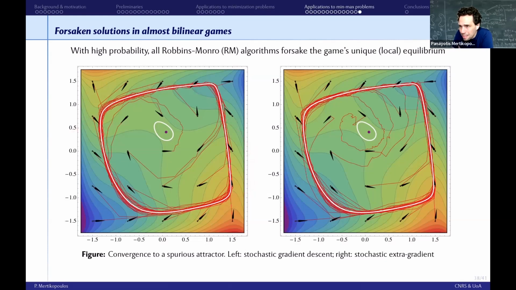So what happens is that in this case, the original solution point of the game has a basin of attraction which can be arbitrarily small and which can be escaped with arbitrarily high probability. And once this basin of attraction is escaped, then everything is again trapped by this spurious limit cycle, even though you're starting with a strong equilibrium in the middle.